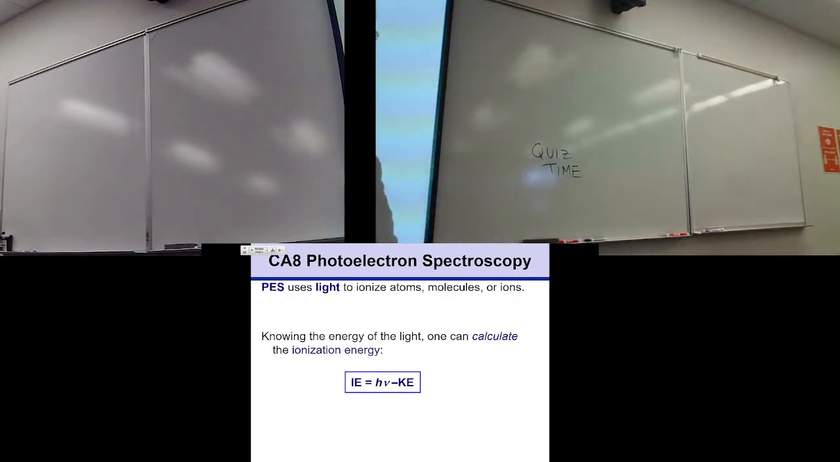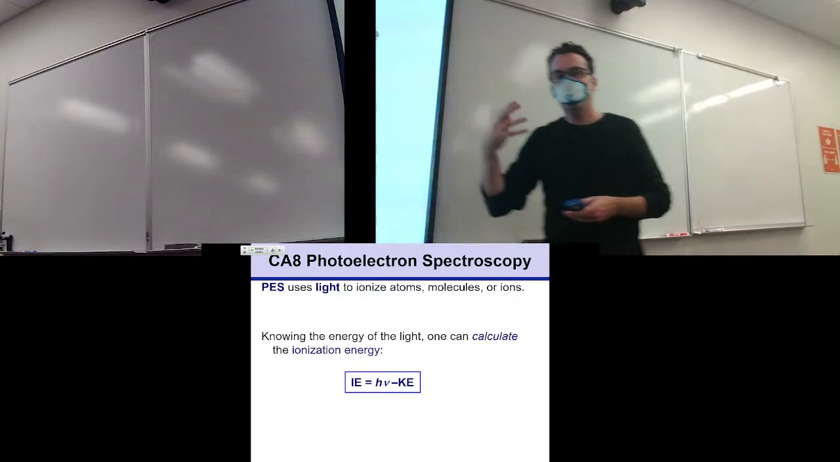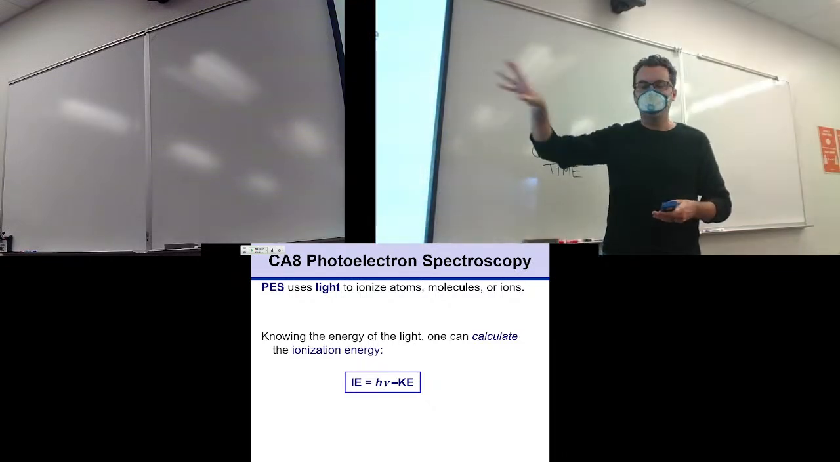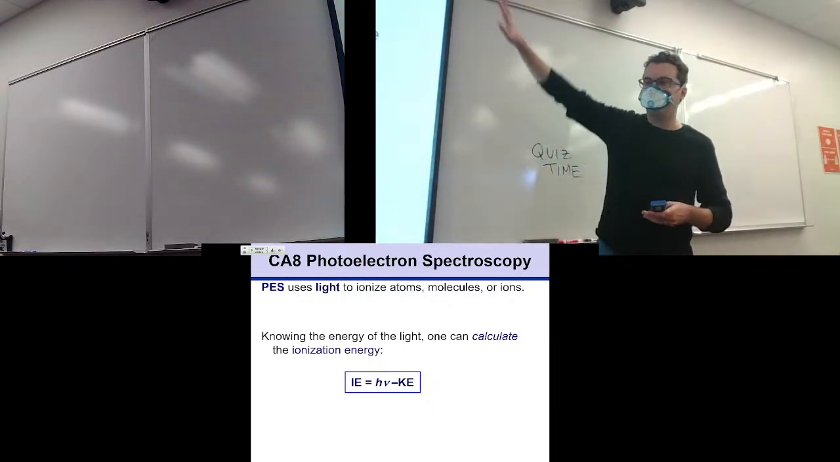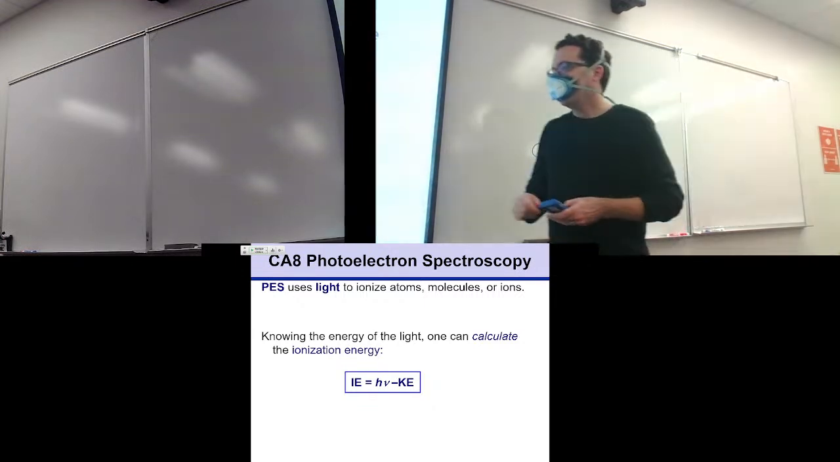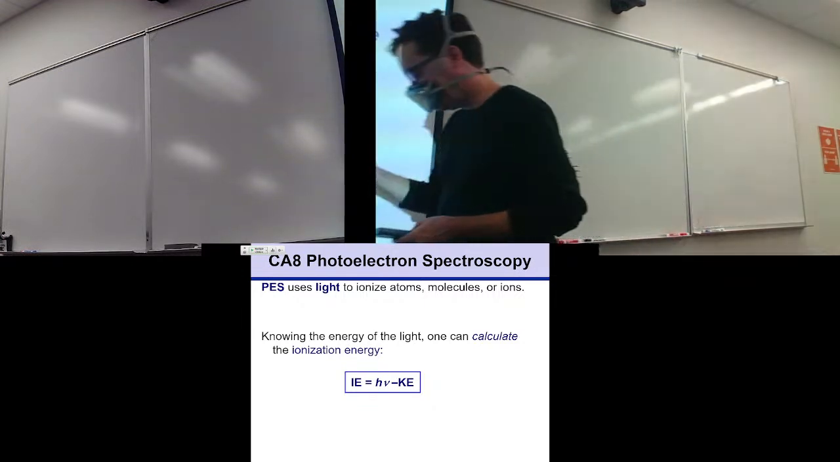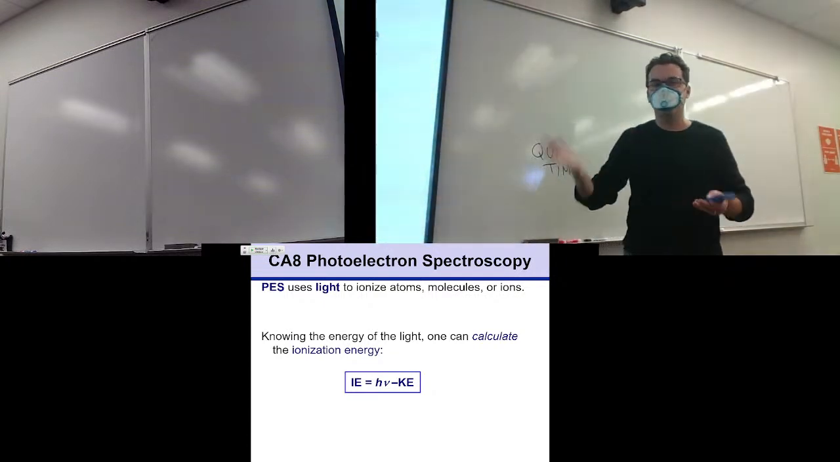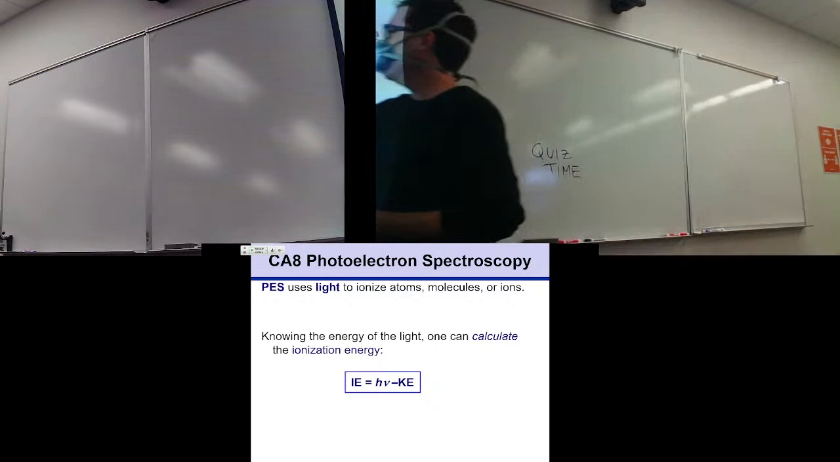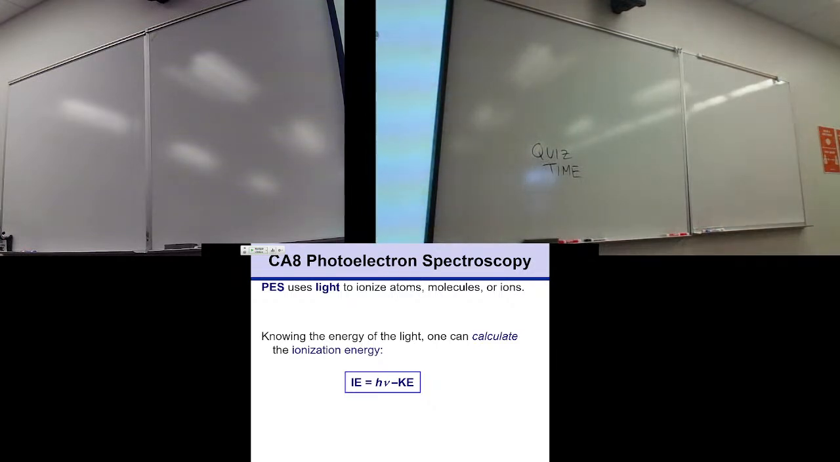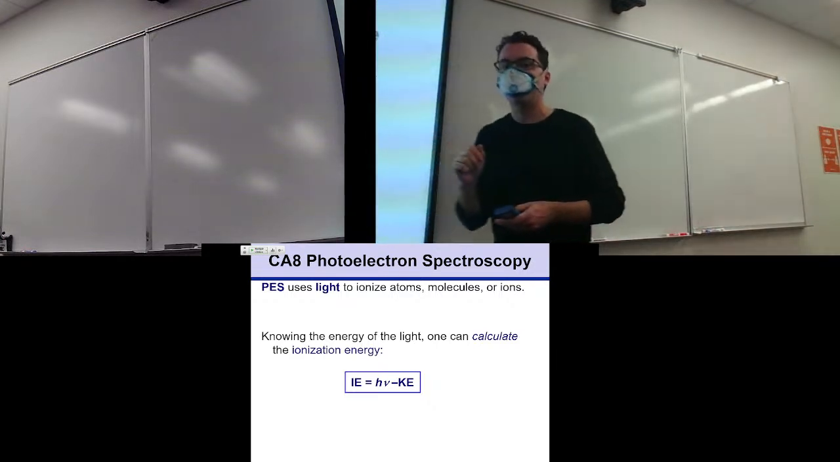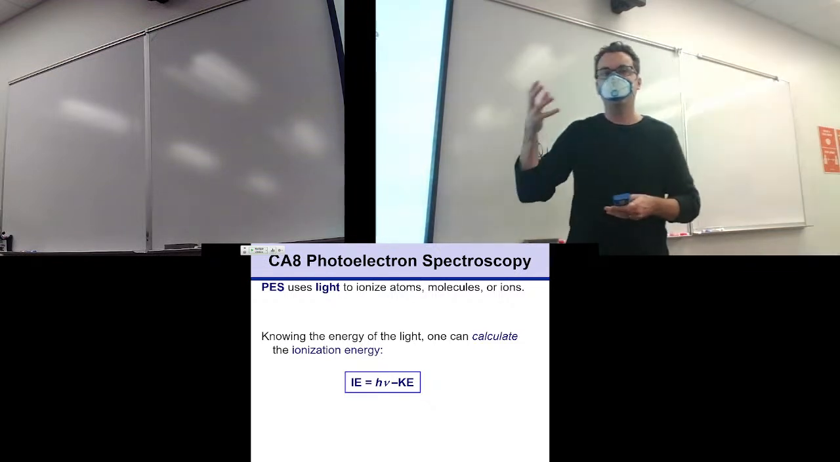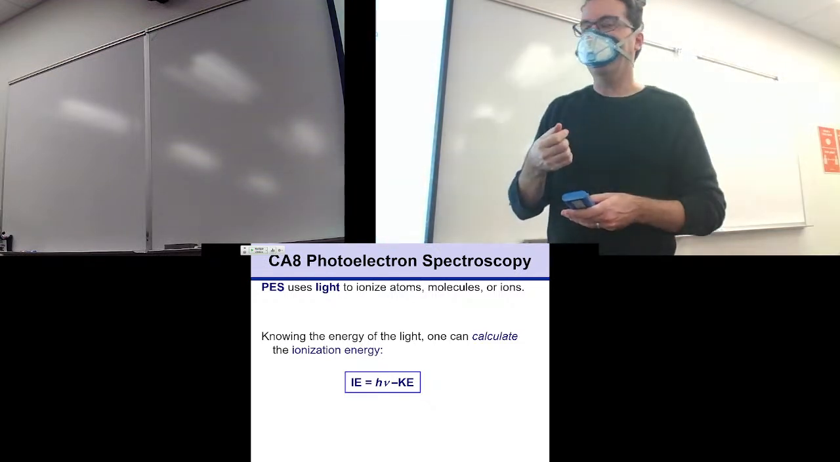And then this kinetic energy is the kinetic energy of the electron that's left. Like we've ionized an electron from an atom, there's an electron flying off in space. The speed at which it's moving can be converted to a kinetic energy. That's energy of motion. And put together, we can use the speed of the electron flying off to figure out what its original ionization energy was. How tightly was it being held by the atom?